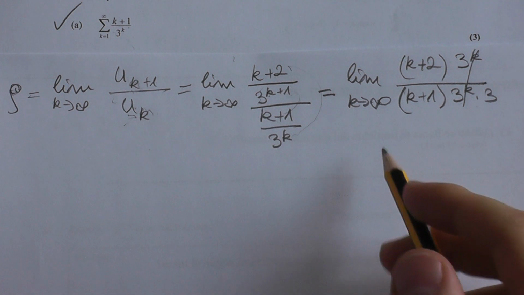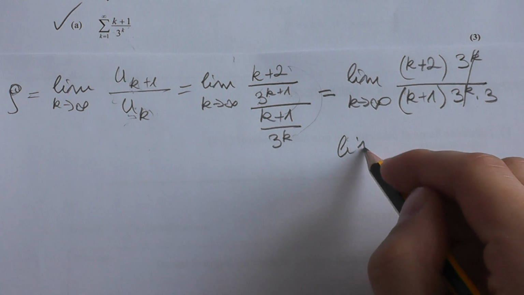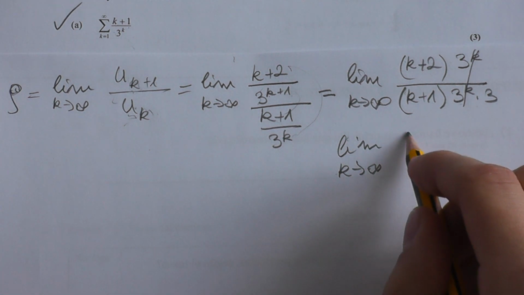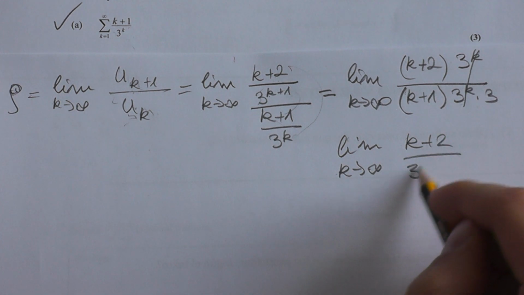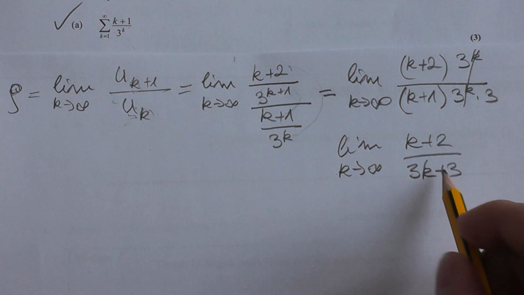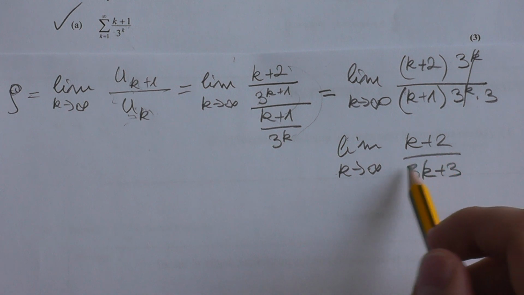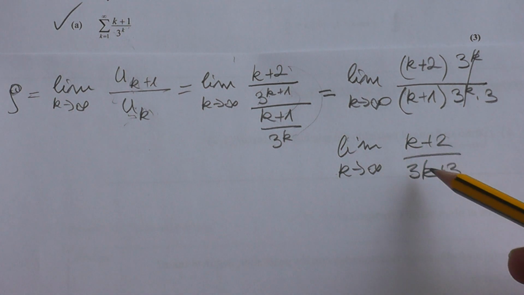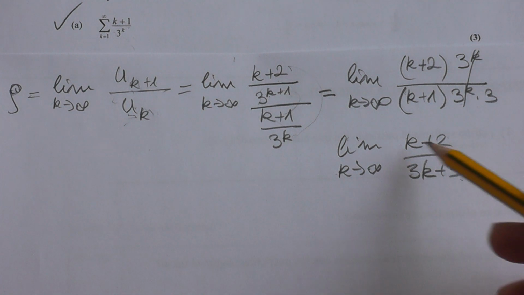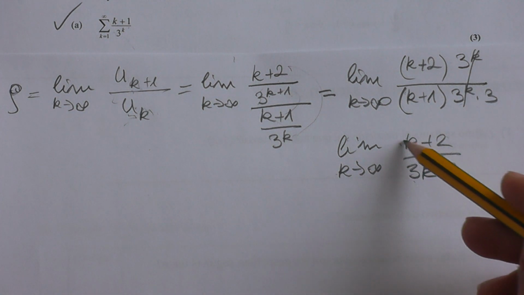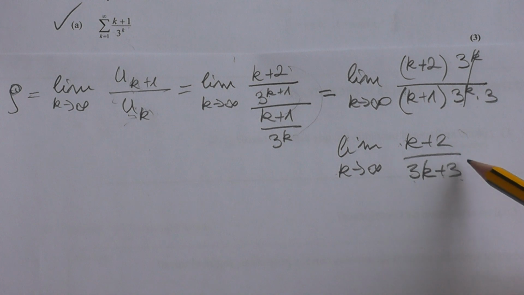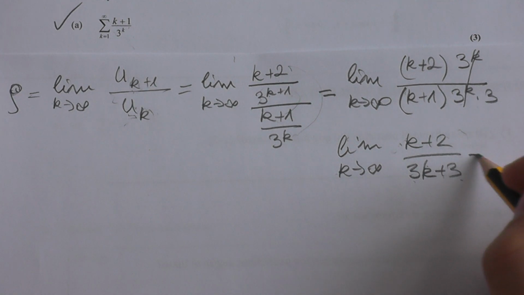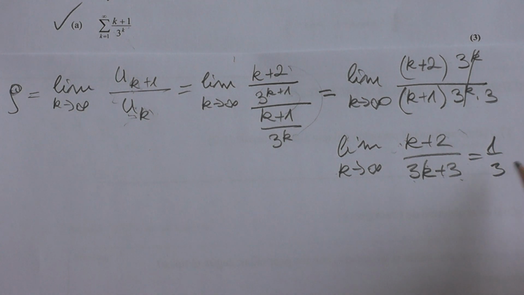What you end up with is the limit as k approaches infinity of (k+2) over (3k+3). This you solve by L'Hopital's rule, which says that you can take the derivative of the numerator and the derivative of the denominator, and you're left with 1/3, because the constants go away and you just take the coefficients of the k's. So the limit is in fact 1/3.